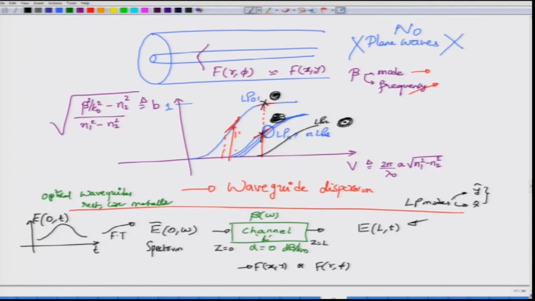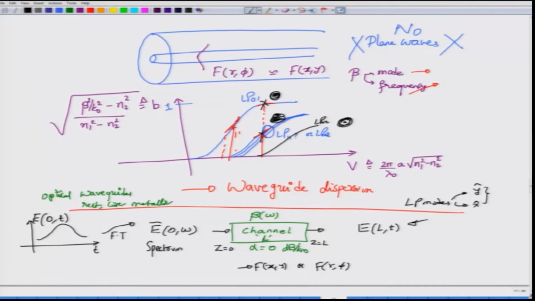Now, the channel is characterized by having its propagation constant depend on the frequency omega. So, therefore, this is beta of omega. For simplicity, I take the propagation in the z direction with z equal to 0 as the input and z equal to L as the output of the channel.